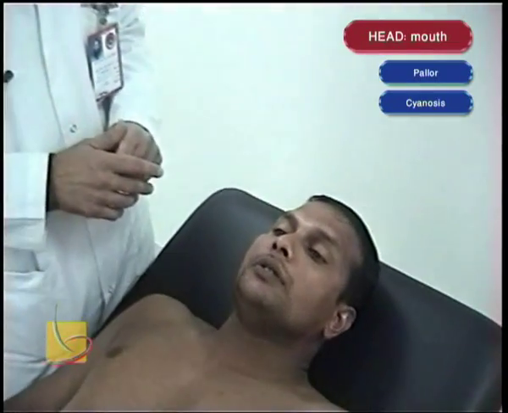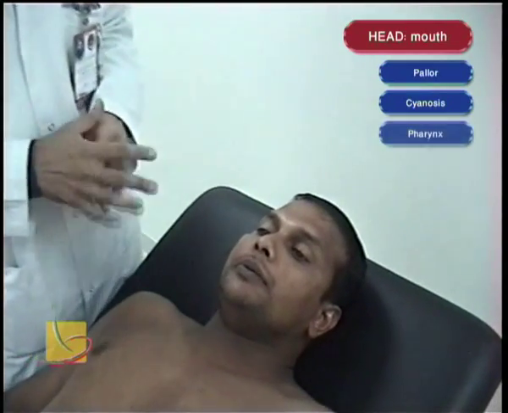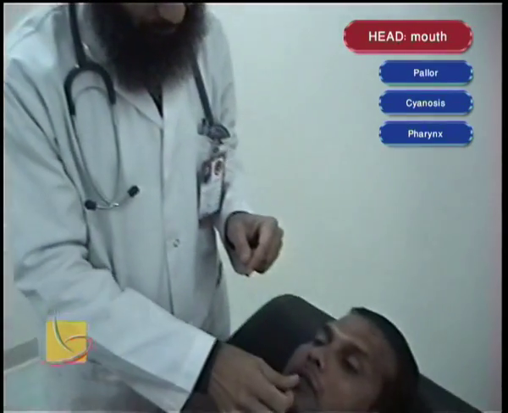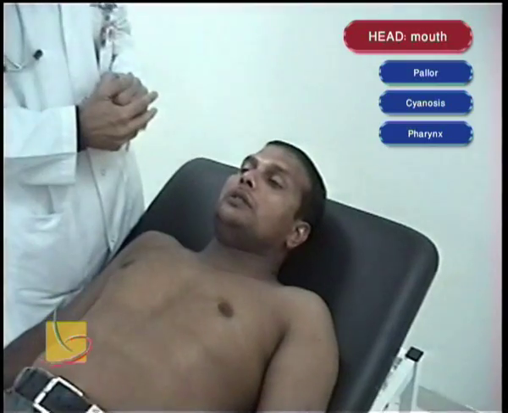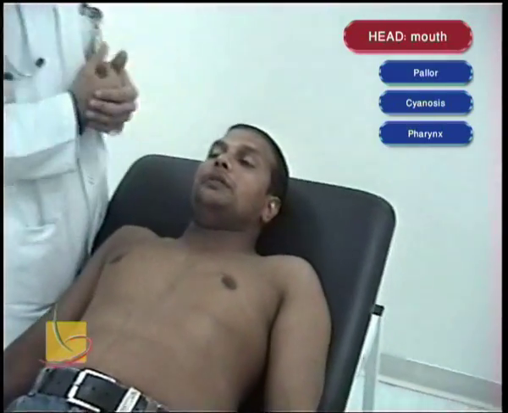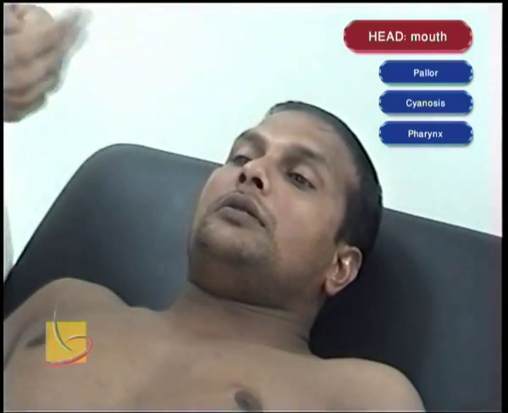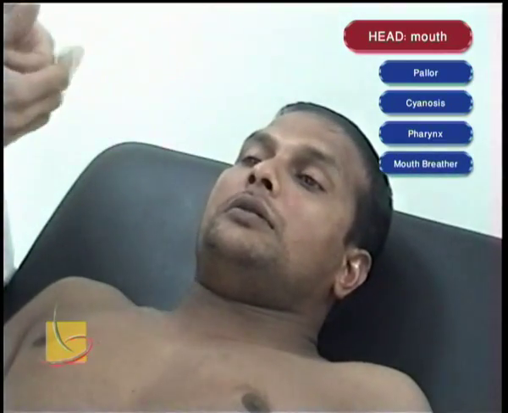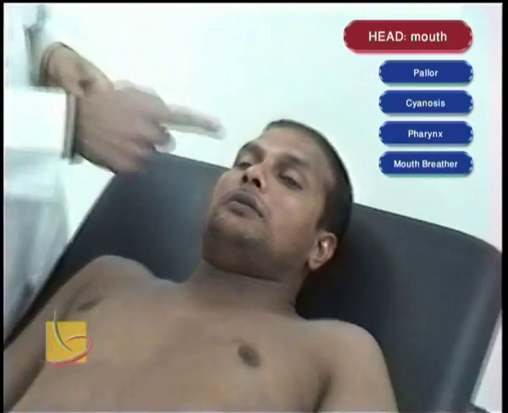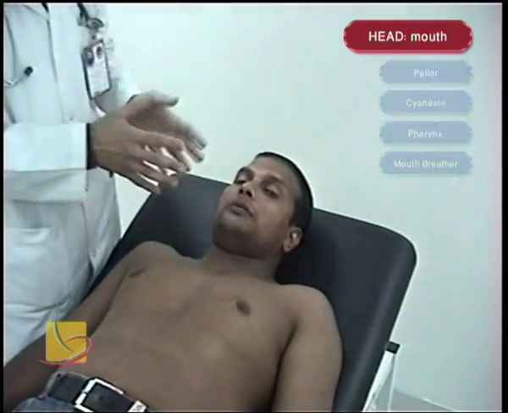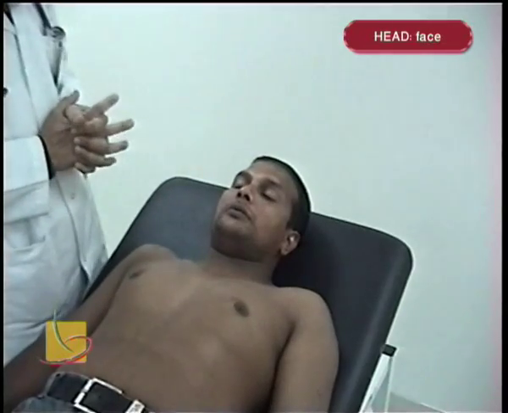We examine also the pharynx for evidence of pharyngitis or whatever. But the important sign here, you should never forget, is the cyanosis, peripheral and central, the fundus examination, the presence of pallor, and you may take the advantage and see if the patient is a mouth breather, for example, because many of the people, you notice that they cannot breathe from the nose. And so you can check this whenever you examine the head and face of the patient.